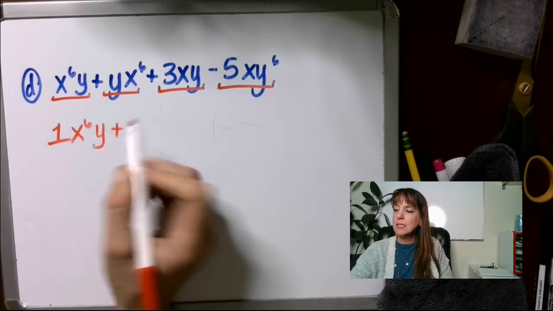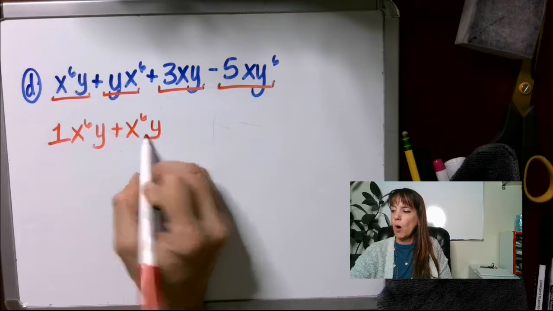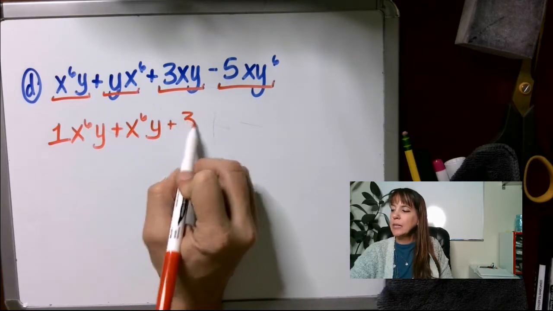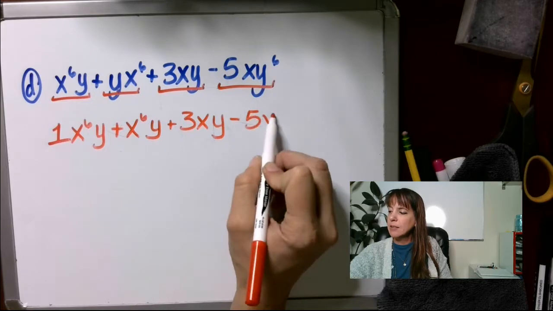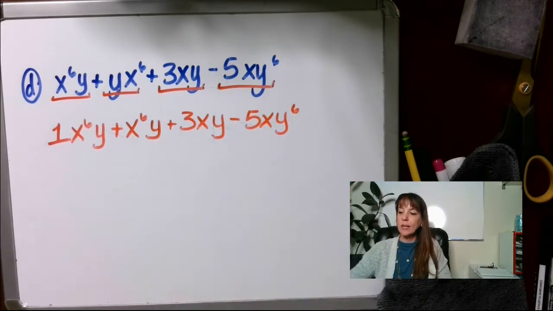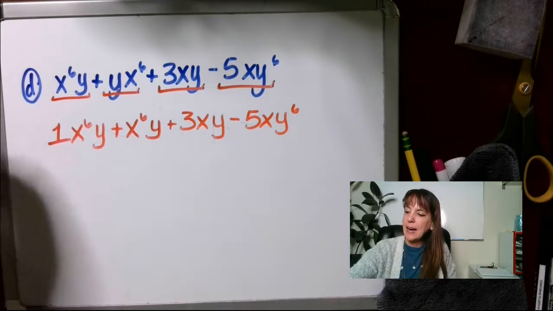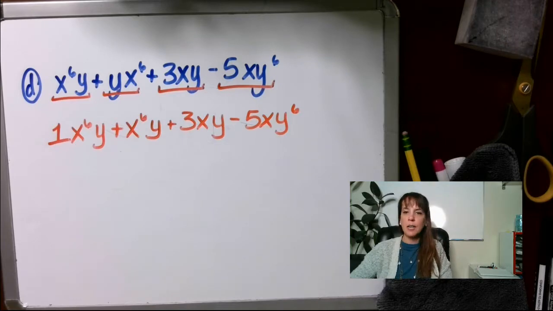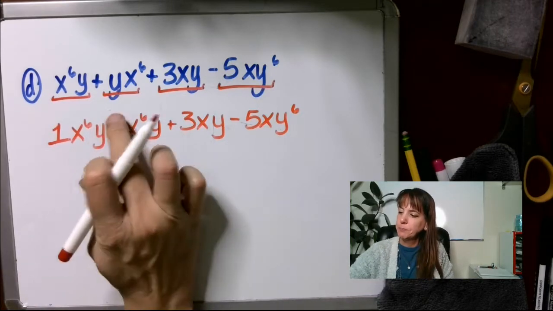x6y plus, now this guy, not in alphabetical order, so x6y plus 3xy minus 5xy6. All right, so let's take a look at the ones that we might be able to combine. Oh, you know what else I forgot? Take a look here. There's no number in front here, so we're going to put a 1.